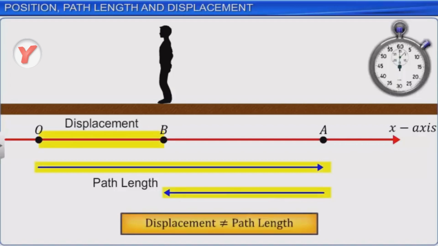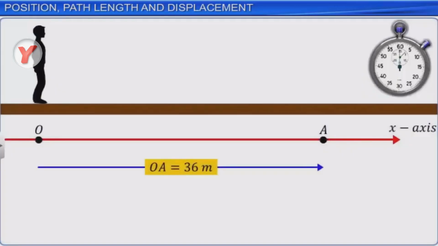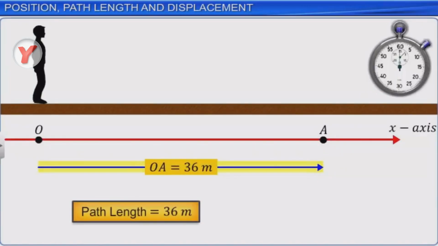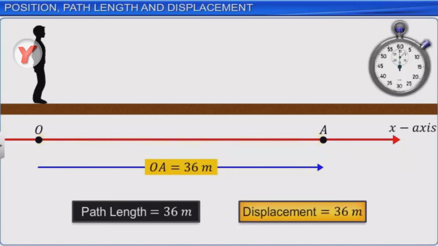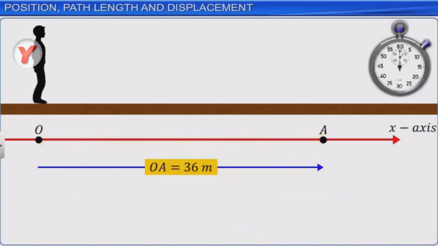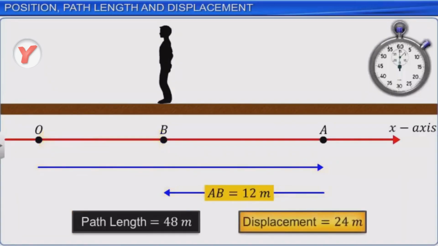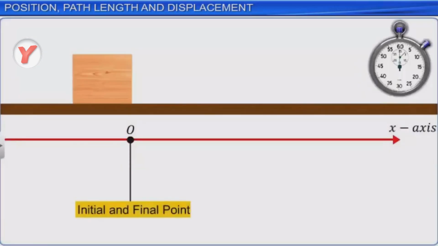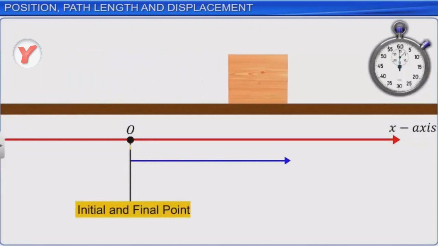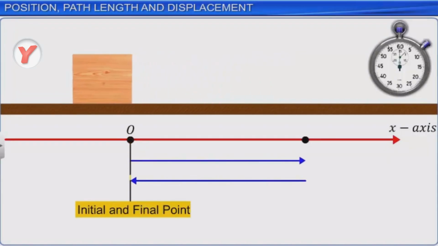For the motion of the man from O to A, the path length is 36 meters, and the magnitude of the displacement is also 36 meters. For the motion of the man from O to A and back to B, the path length is 48 meters, whereas the magnitude of the displacement is 24 meters. There may be cases where the displacement of an object may be zero, even though it has moved, but its path length will not be zero.